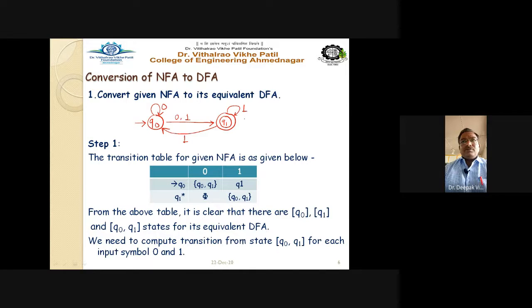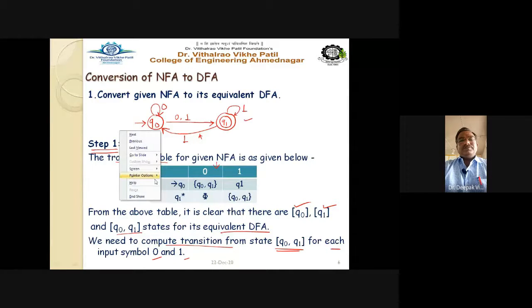See once again, carefully, how to convert the given NFA to its equivalent DFA. The NFA diagram is given. Remember the very first step, do not get confused. First draw the transition table. From the transition table you can find how many states there are. There are states q0 and q1, which are visible from your diagram, but there is also the state q0, q1 combiningly, which you cannot see from the diagram, but it can be observed from the TT, that is the transition table, for its equivalent DFA. Once you find the new state, we have to compute the transitions from this state q0, q1 for each input symbol, that is 0 and 1, right?